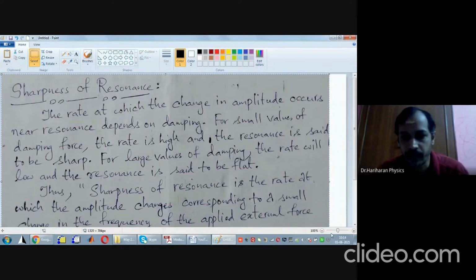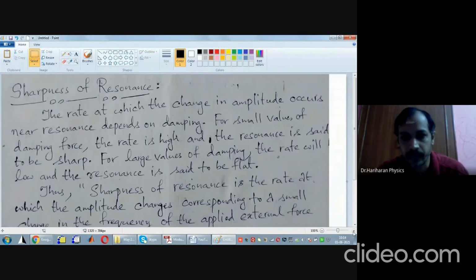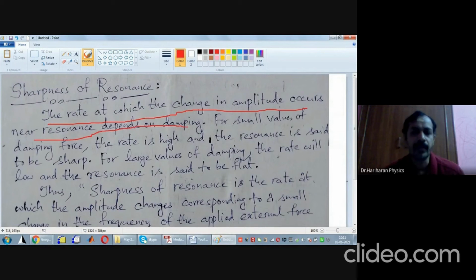So what does sharpness of resonance mean? It means the rate at which the change in amplitude occurs near the resonance depends on damping. That is, how quickly the amplitude changes with the change in frequency of the applied signal. That is what we mean by sharpness of resonance.